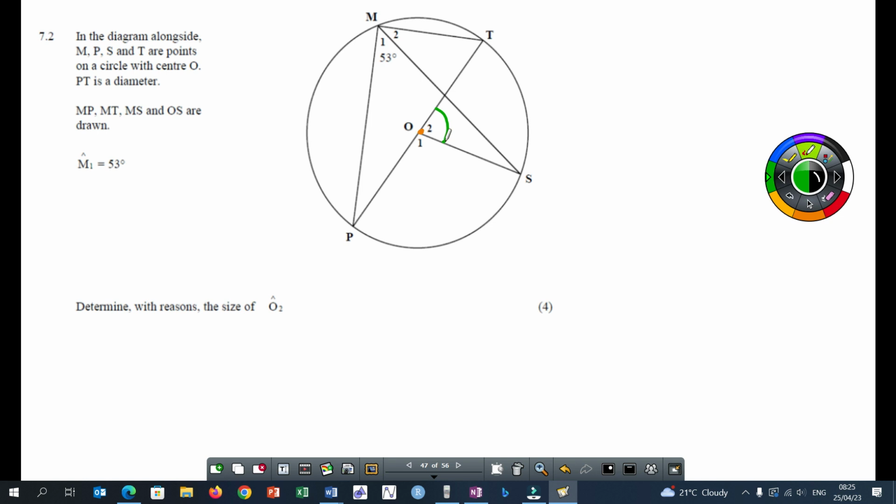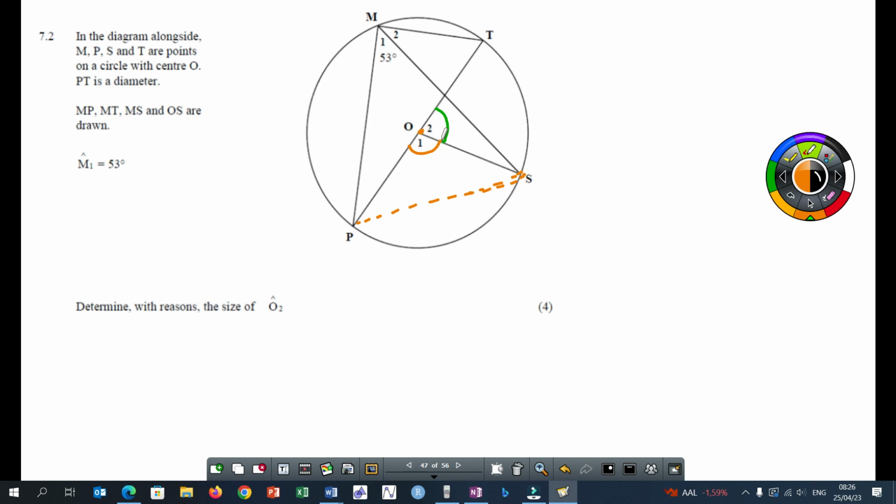So the question will be, which chord subtends angle O1? It's going to be this chord here, chord PS. It's an invisible chord, by the way, but you can just join those 2 points using a pencil or a highlighter, whichever the case. So angle O1 is subtended at the center by chord PS, or by arc PS.